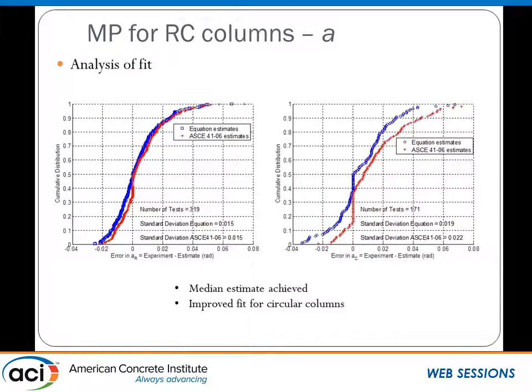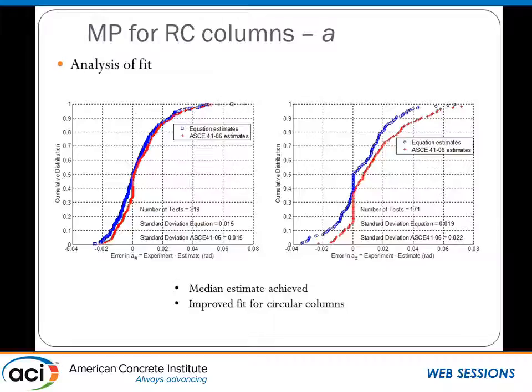Now if you look at analysis of fit, current ASCE 41-06, which is also the ASCE 41-13, you look at the error between experiment and estimate and the cumulative distribution. You expect half of your data points to be on the left of zero error and half to be on the right if you're actually targeting a median value, which is what we get. This is the blue curve here. It runs in at 0.5 at zero error, so half the data points have a negative error, half have a positive error. The current ASCE 41 estimate was aiming a bit on the lower side, at about the 35th percentile.